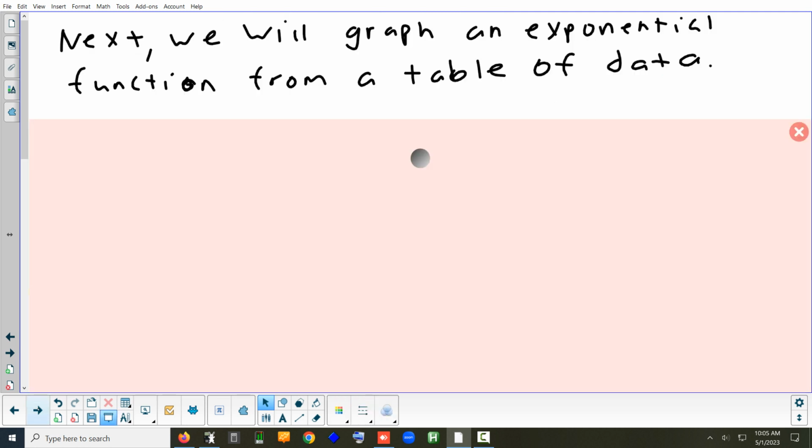Okay, so second thing is, how do we do a graph? Well, to do a graph, you have to make your own table. So this is on the back of the guided notes. You guys have a table and a graph already set up, but we have to figure out how to make that table first.